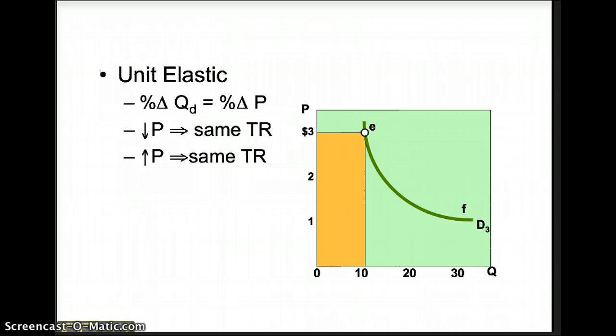If price decreases to point F, price is $1 and quantity demanded is 30. Total revenue is the shaded area, and in both cases, total revenue is $30. We can see here that total revenue stays the same when prices fall or when prices rise.